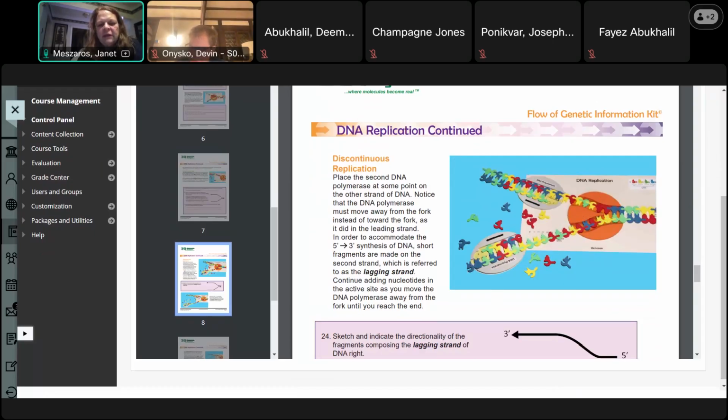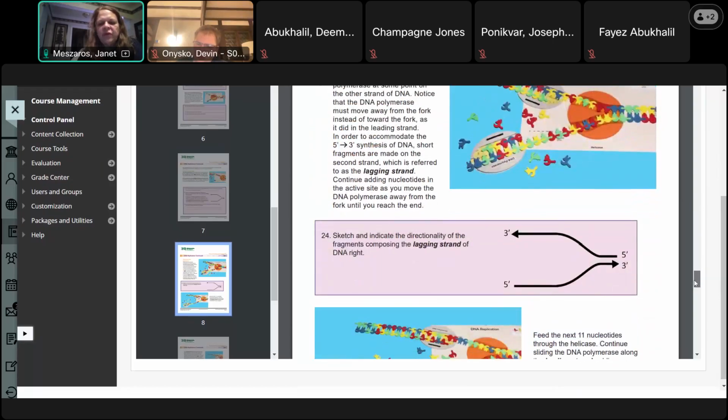Continue adding nucleotides in the active site as you move the DNA polymerase away from the fork until you reach the end. So the bottom one you just make in small segments, and then you join them. So they say sketch and indicate the directionality of the fragments composing the lagging strand. So what you're going to have to do is make a bunch of little fragments. Like this one will go 5' to 3', and then this one will go 5' to 3', and then another 5' to 3'.